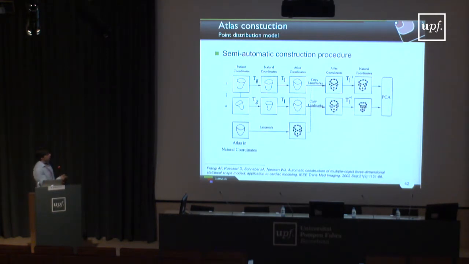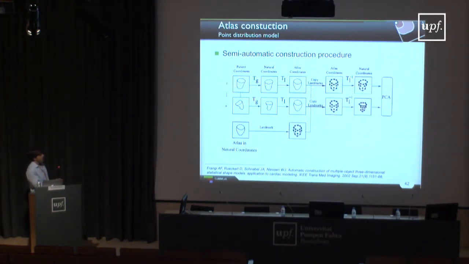So, summarizing, we have the hearts, each one is different. We align all of them. We perform the transformation to have all of them registered to the atlas. Then we do the segmentation of the atlas. We take all the transformations and we undo them. So we have the original hearts landmarked, and then we do the principal component analysis.